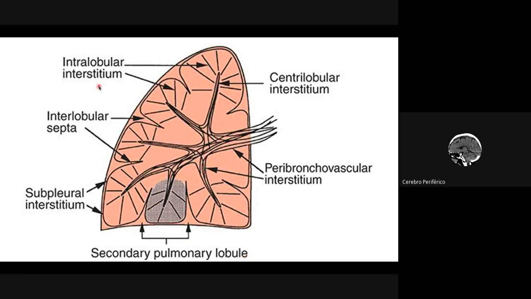And then finally, we have the peripheral interstitium, which is the interlobular septa and the subpleural interstitium. The interlobular septa divides each secondary pulmonary lobule.